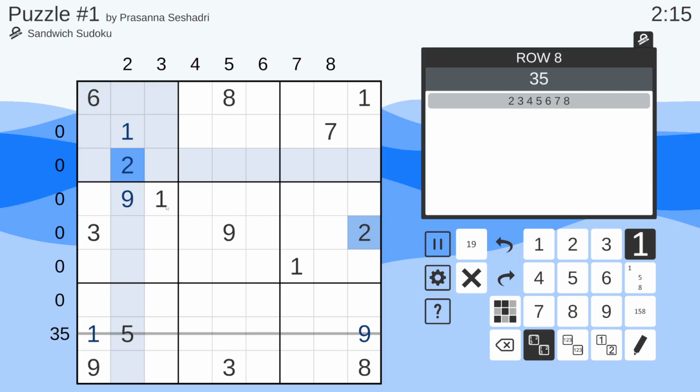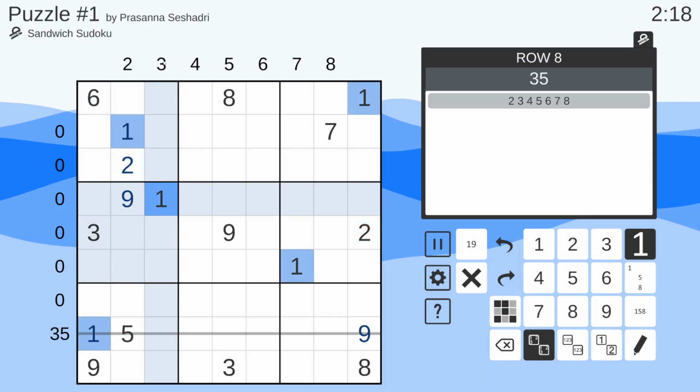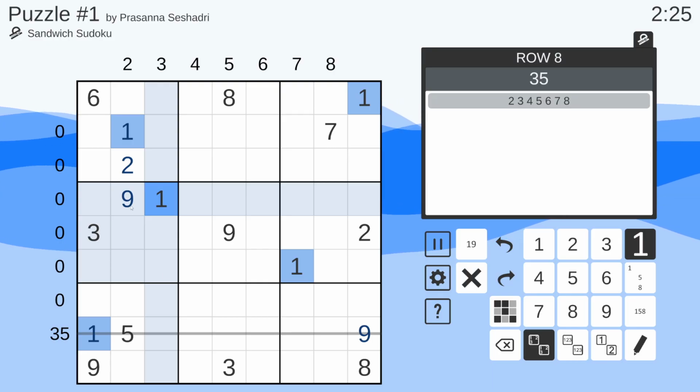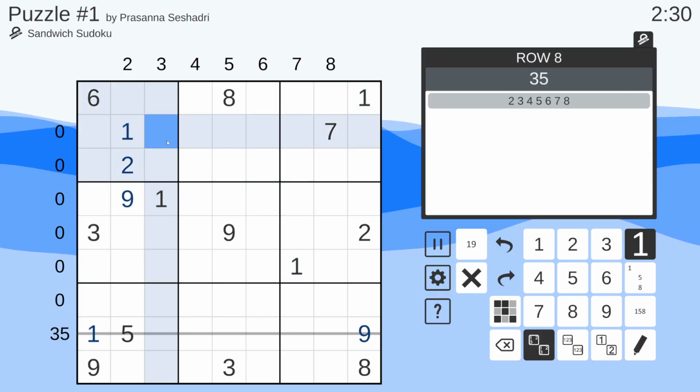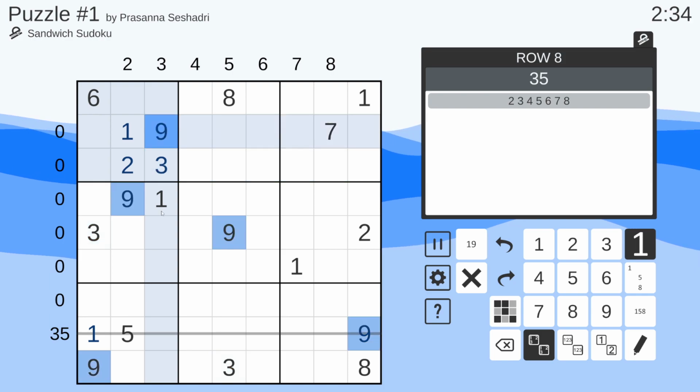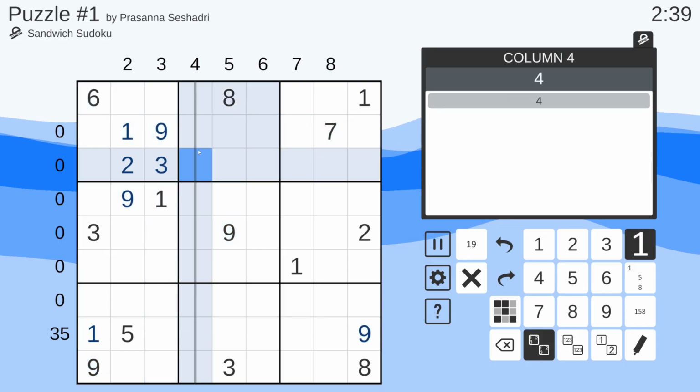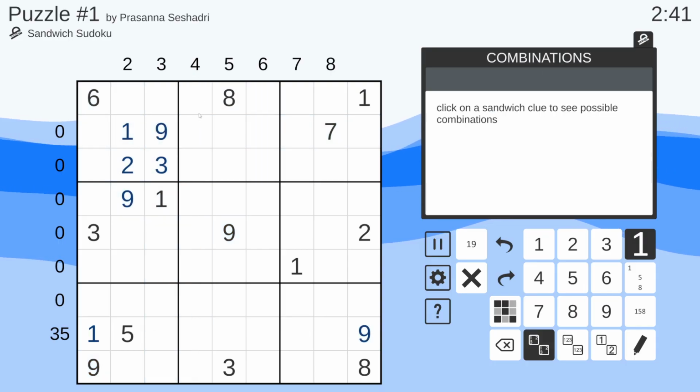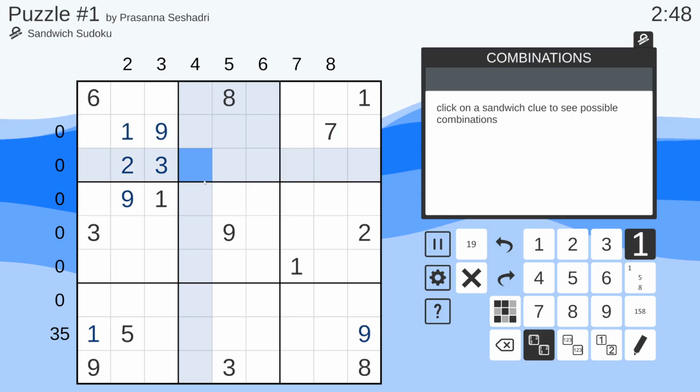1 and 9. What about this column? I can't do 1, 3, 9 because then that would see the 9 in the box. So it has to go up. So this has to be 3 and this has to be 9. Sweet. 4 can be 1, 3 together, or it could be just itself.